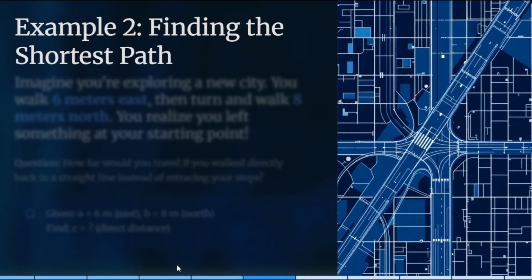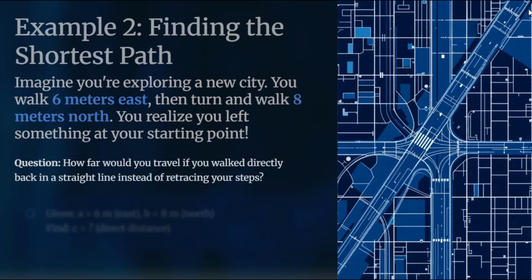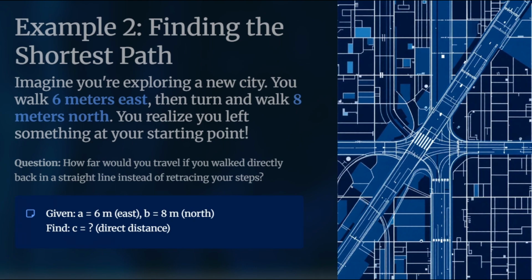Let's look at another example. Imagine you're exploring a new city. Let's say you start right here and you walk 6 meters east and then turn and walk 8 meters north, but only to realize that you forgot something at your starting point. Now, how far would you travel if you walk directly back in a straight line instead of retracing your steps? So in this case, A is 6, B is 8, and you want to find the value of C, which would be your hypotenuse or the direct distance.